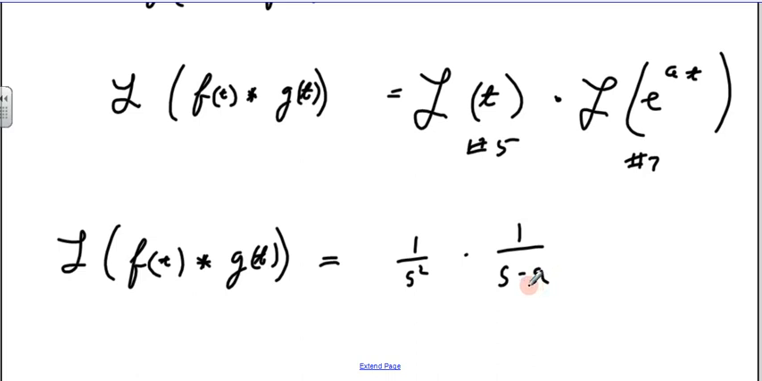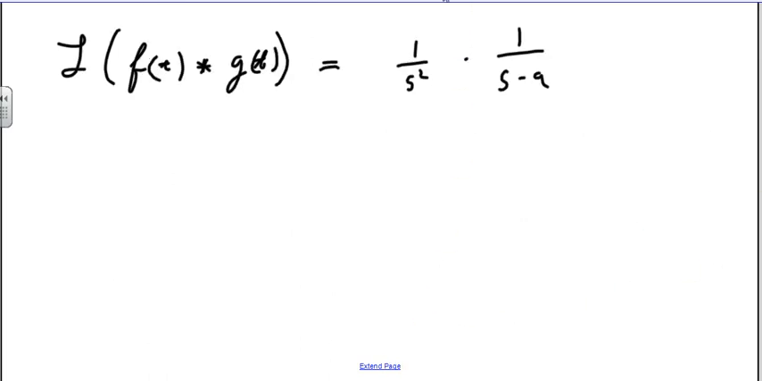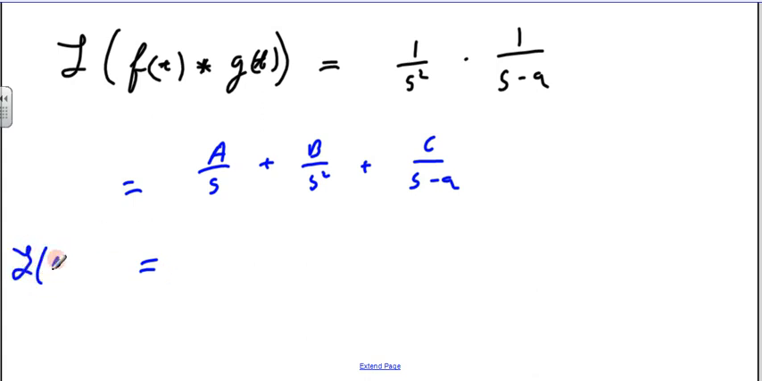Okay, isn't that lovely? So we have to do something with that. We're going to do a partial fraction: A over s, B over s squared, C over s minus a. And that's going to equal the Laplace transform of the convolution. All right, that's fine. We can do that.